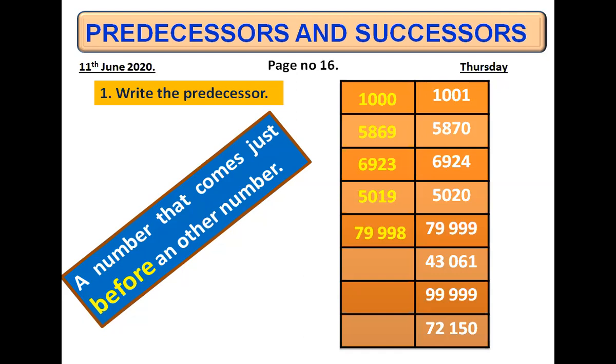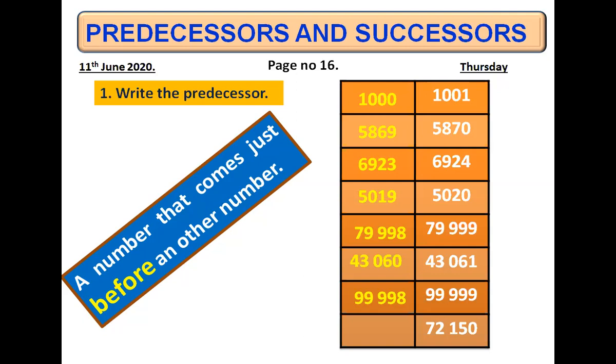So the next number is 43,061. What comes before 61? It's 60. So we say the number is 43,060. The next number is 99,999. What comes before 9? It's 8. So 99,998 is the predecessor of 99,999. The last number that we have is 72,150.